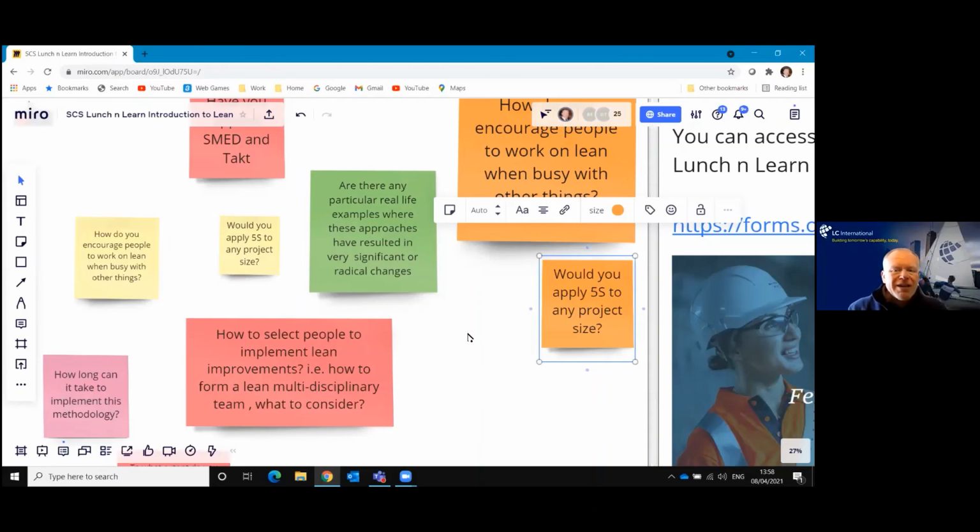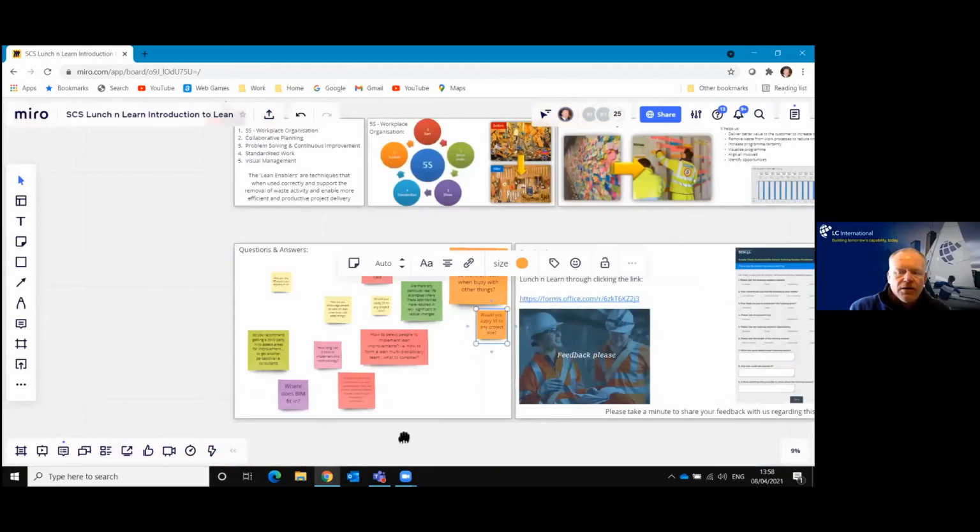More work was completed without actually having to do any more work, because they'd removed some of the wasteful activities that were hidden within the organisation of that process. So these are just very simple results. However, if you want more results, please feel free after this session to make contact.